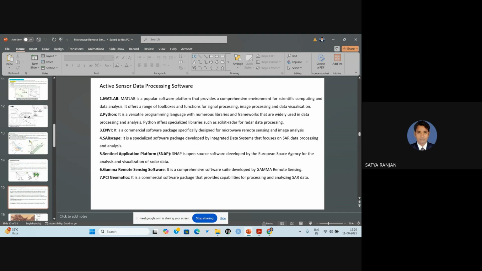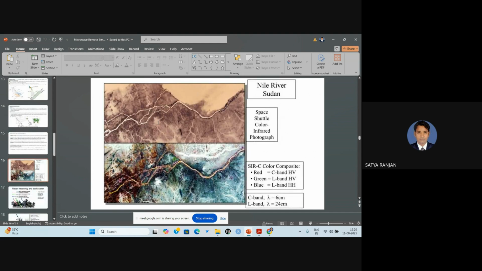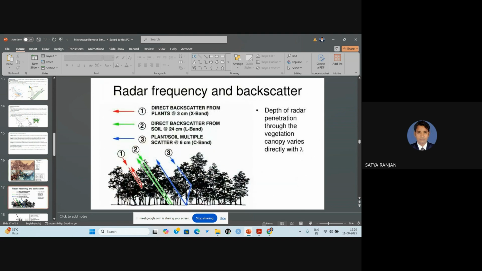So this is the infrared photograph of the image, and this is the microwave remote sensing satellite image. Different bands and polarizations: the C band is in HV polarization, the green band is HV, and the L band is HH. So different polarization techniques are used. So these are some of the depictions of radar.